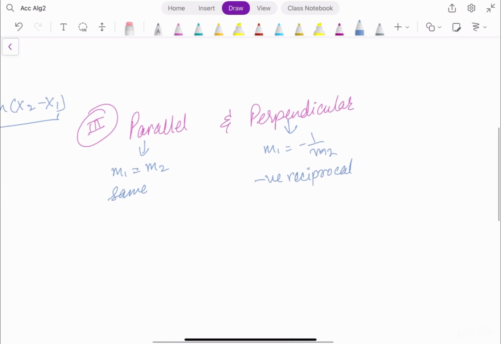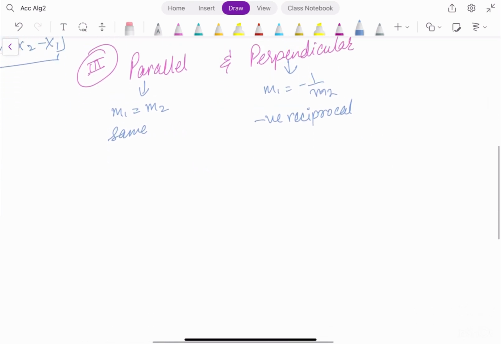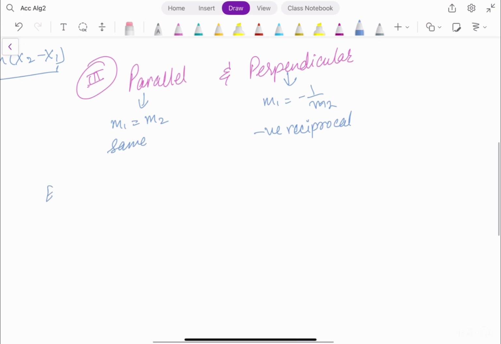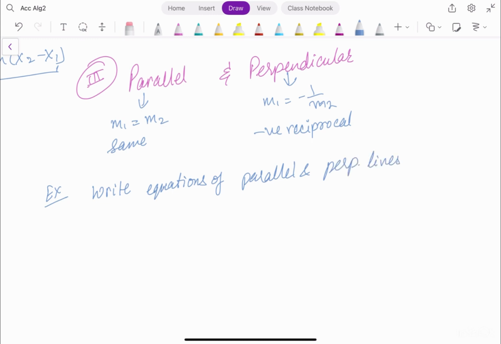Let's take one example to understand it a little bit better. In our example, they are asking us to write two equations of a line, one for a parallel line and the other for a perpendicular line. And they want us to write the equations in slope-intercept form.